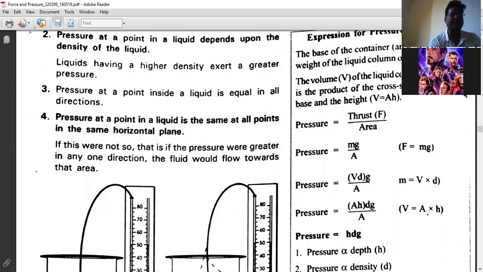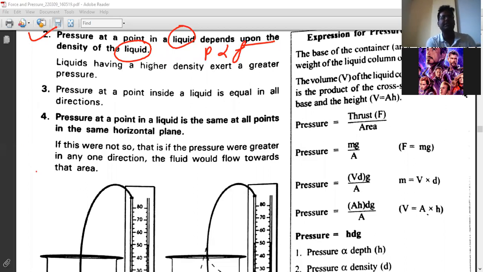Pressure at a point in a liquid depends upon the density of the liquid, right? Pressure is directly proportional to density. This is the first point. A liquid having a higher density exerts a greater pressure. So liquids of different density will have different pressure, because it depends on the density of the liquid.